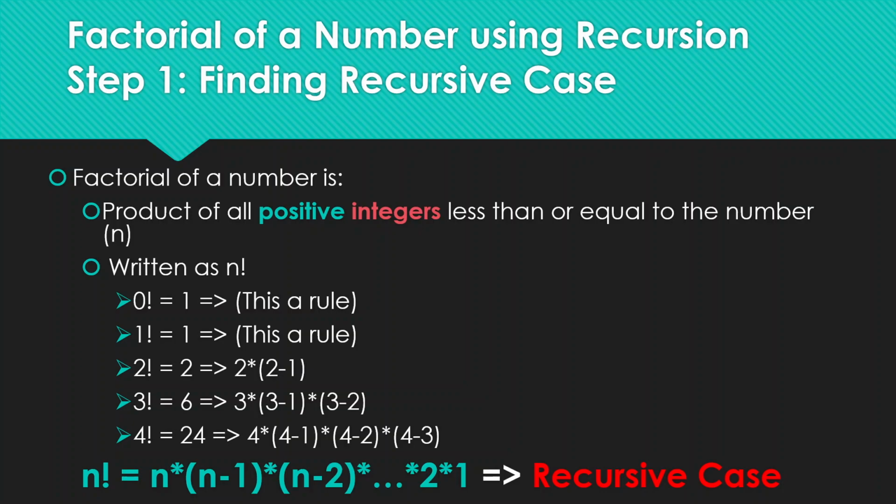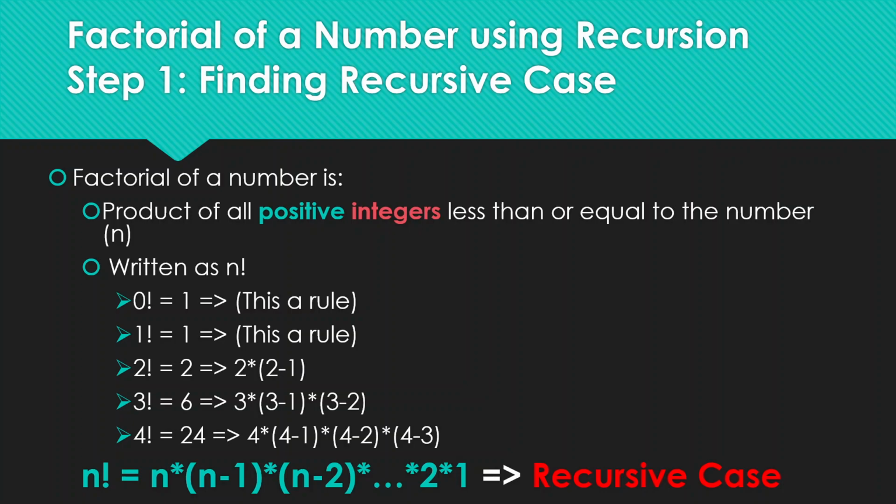In our last video, we looked into the concept of recursion. In this video, we are going to solve the factorial of a number using a recursive function. As you remember, recursion is a method where the solution to a problem depends on solutions to smaller instances of the same problem, and therefore we have the function calling itself.